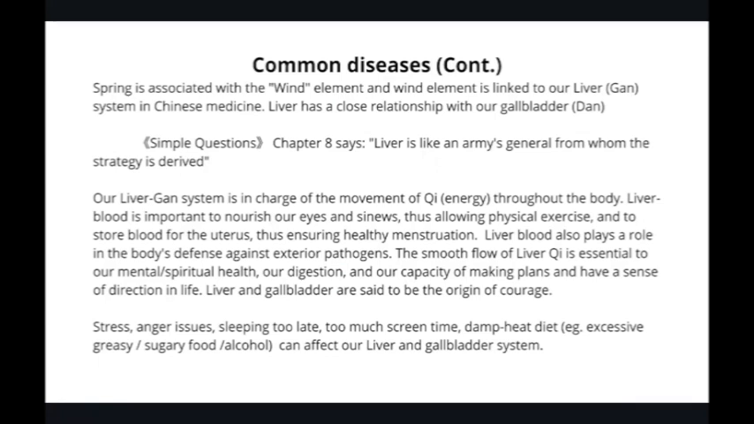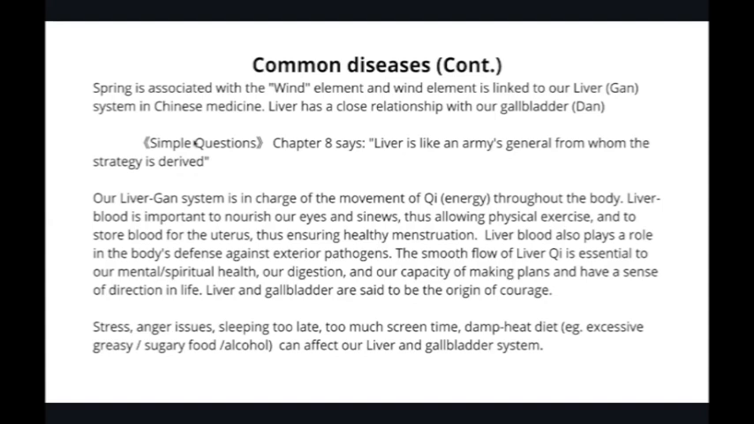From an ancient text, the Su Wen, in this chapter, it says the liver is like an army general from whom the strategy is derived. So our gan system is in charge of all the energy movement in our body, and is in charge of the strategy that we think in our heads.